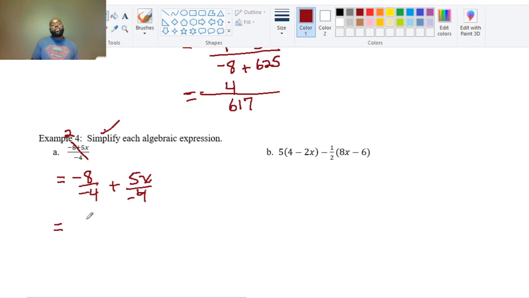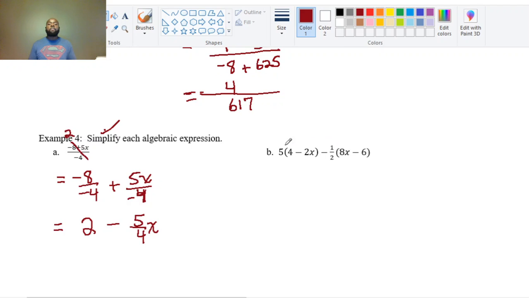-8 divided by -4 is a 2. And notice this is a positive 5x divided by a -4. A positive divided by a negative is a negative. And when I add a negative, that's the same thing as subtracting. And I can write my answer like that, or you can say 5x over 4. All right, let's go to part B, which is our last example in this video here.